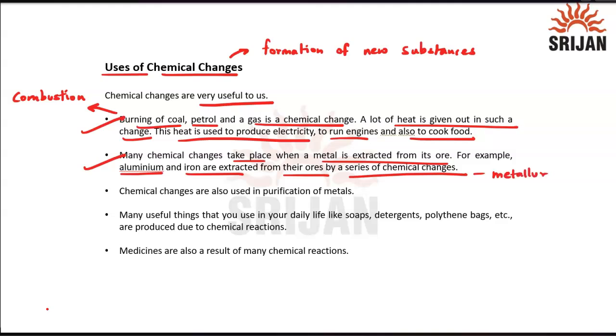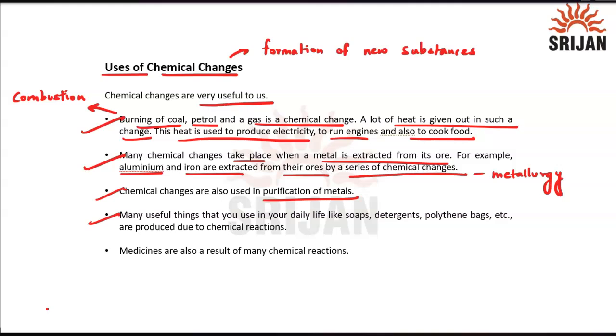Metallurgy includes a lot of things like magnetic separation and chemical reactions, which can give you at the very end the actual aluminium and iron that you need. Chemical changes are also used in the purification of metals. It is the same thing that I told you: you have the ores, and you have to take out the actual metal from the ores, so that is also what we are doing in the purification of metals.